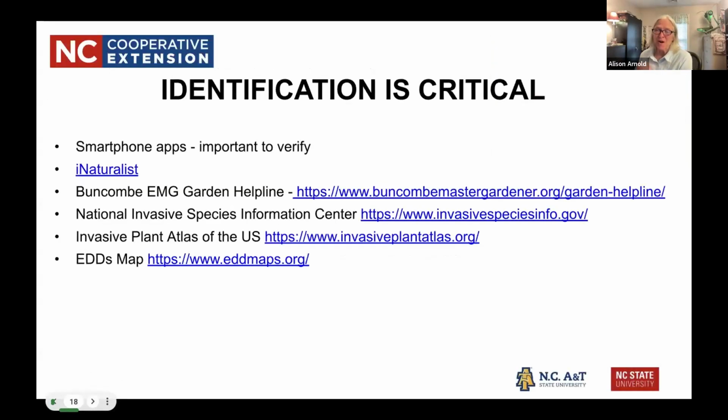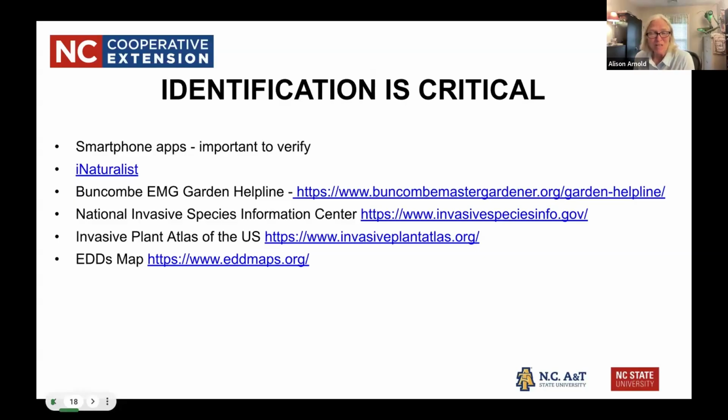We're going to start with talking about identification. If you're not familiar with invasive plants, an important thing is to become familiar with what they look like, what their fruit looks like. We don't want to be removing or eliminating plants that are good for our environment.